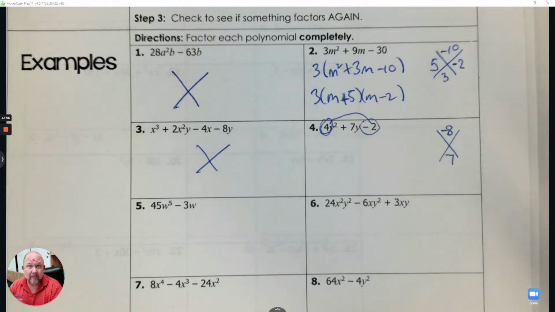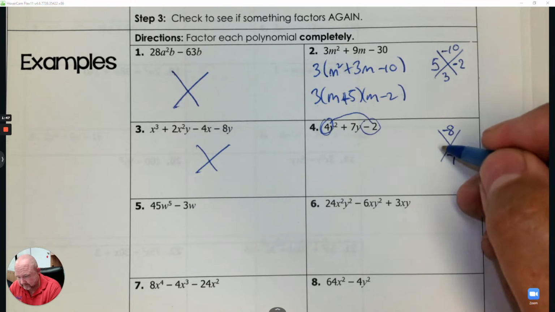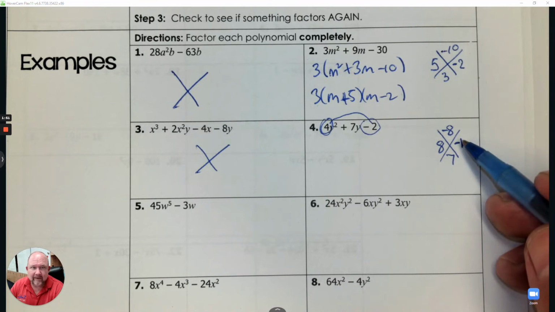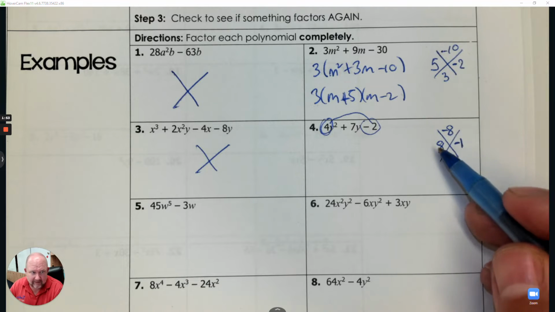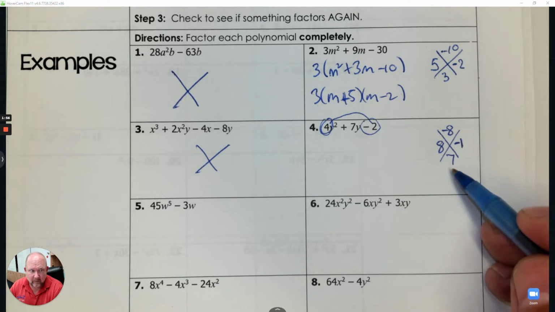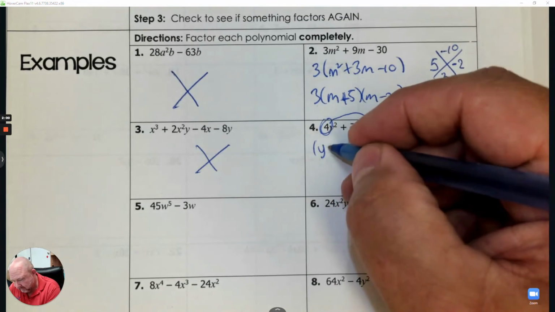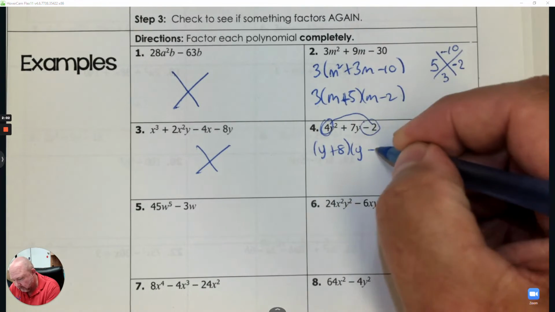And we're thinking, what two numbers multiply to 8 and subtract to 7? Those two numbers are 8 and 1. And 1 needs to be negative. And then you try it. 8 times negative 1. 8 take away 1 is 7. It fits. So we write down the letter plus 8, and the letter subtract 1.